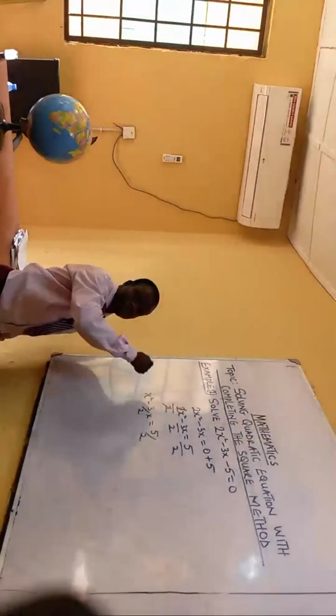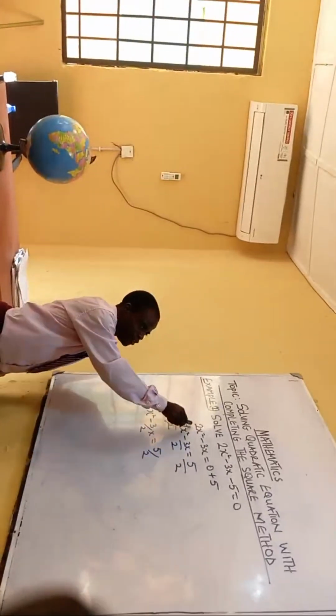If you have the coefficient of x squared to be 3, divide by 3. Any value you have, divide through by that coefficient. Is that okay? Yes, sir.